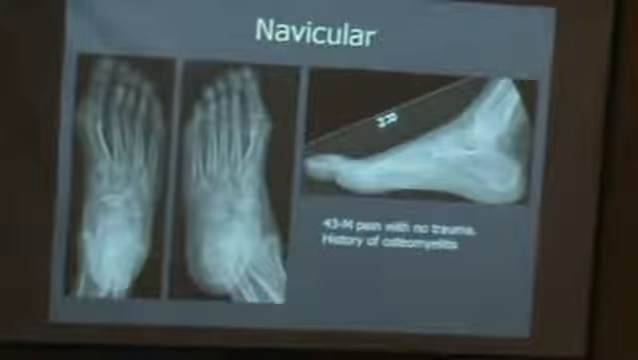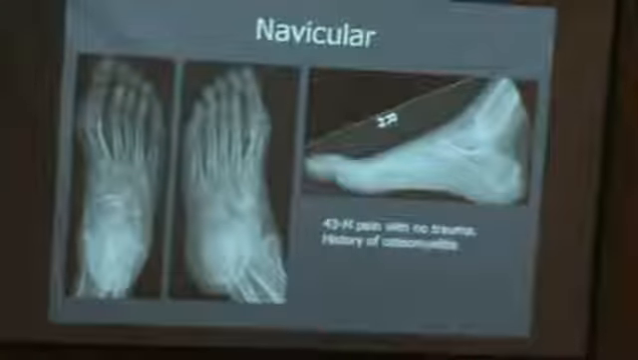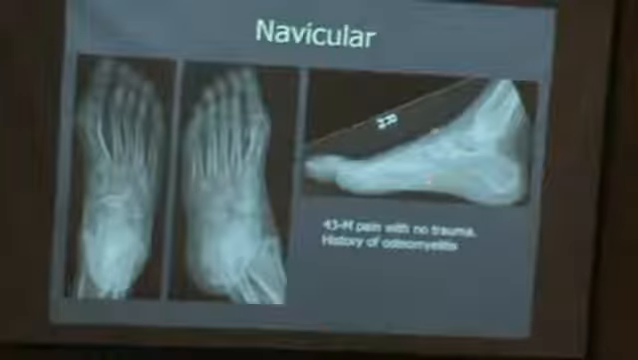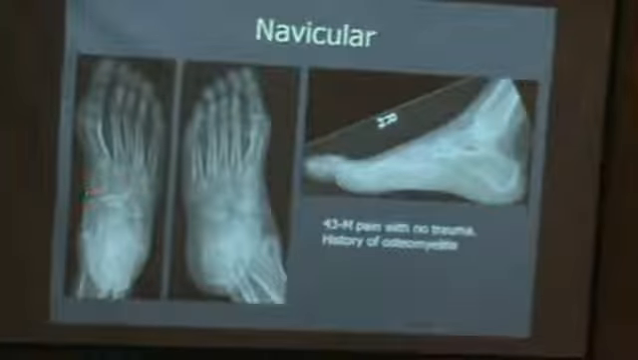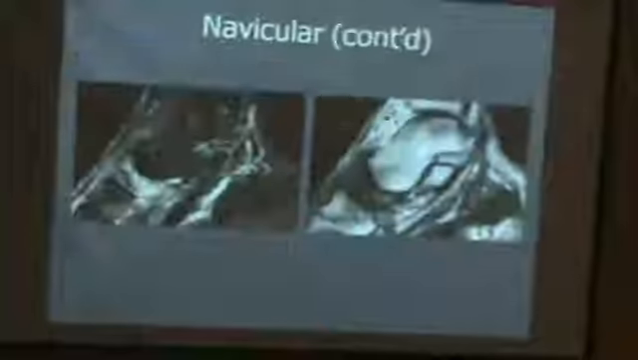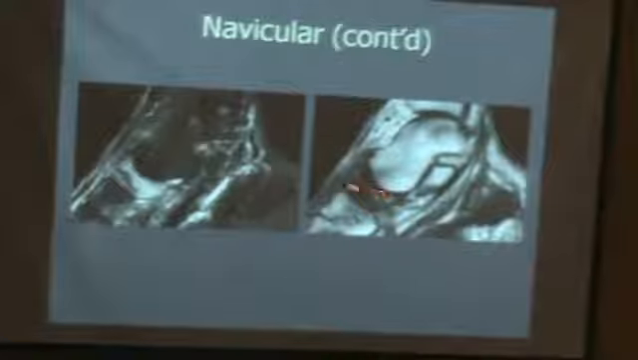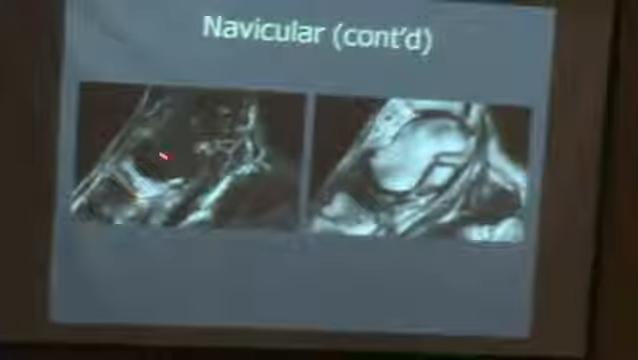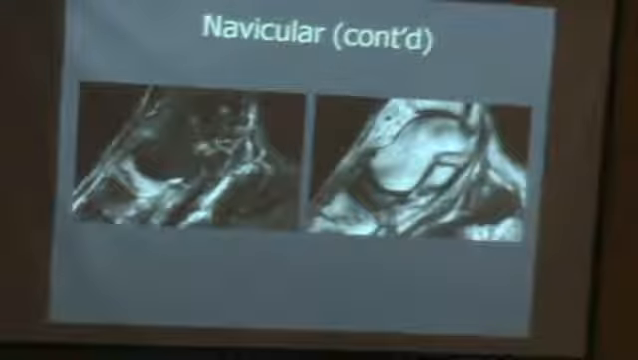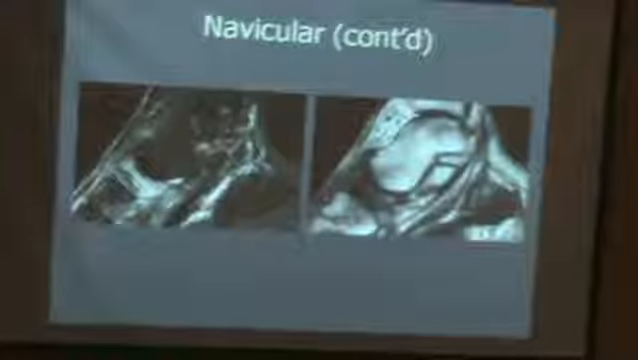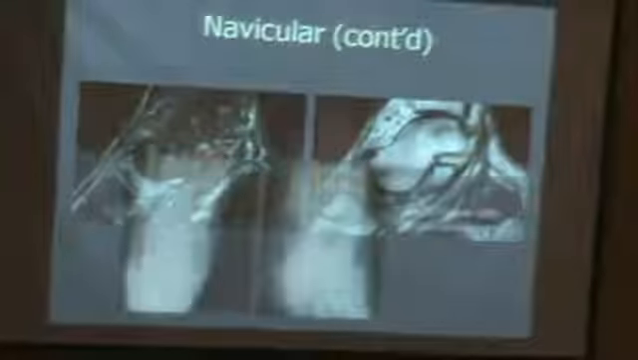Navicular here, a patient with a history of osteomyelitis, but with pain without trauma. You see the navicular here very well, and there is nothing there. You see the navicular here, there is nothing on the X-ray. Very surprisingly, on the MRI, on the T1 weighted image, it is very hypointense, and the line is quite visible. On the T2, the line of fracture and the big bone marrow edema. Again, it is really surprising that you don't see anything on the X-ray, but that's what an occult fracture is.